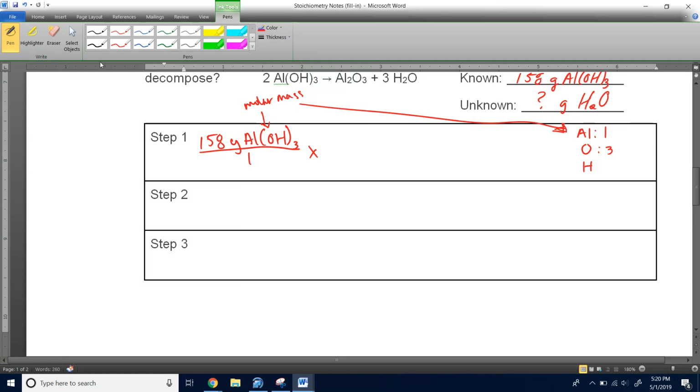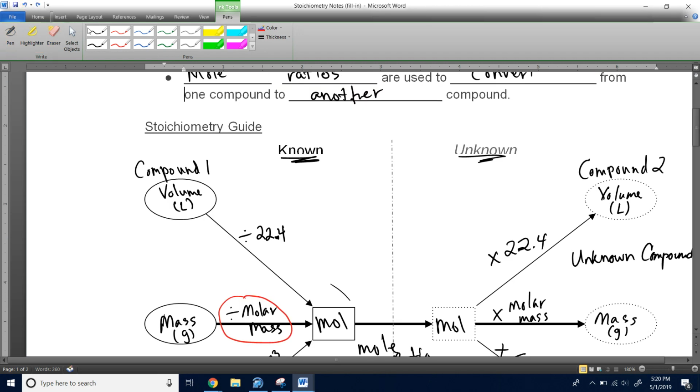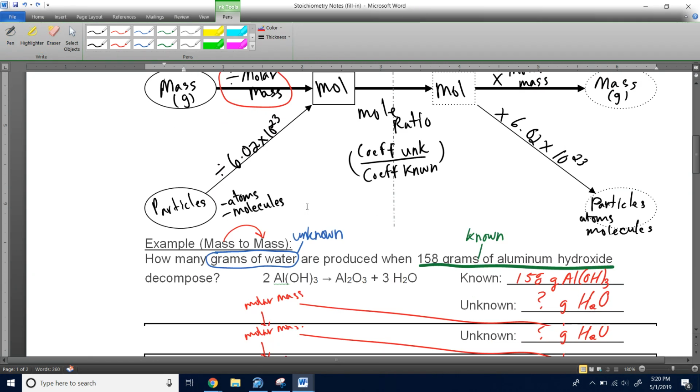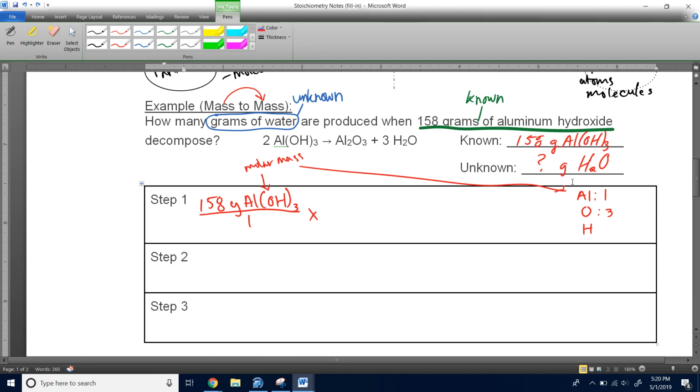Man, I cannot make arrows. Why did it do that? Sorry about that. Let me try and make a better arrow here. There we go. The molar mass.